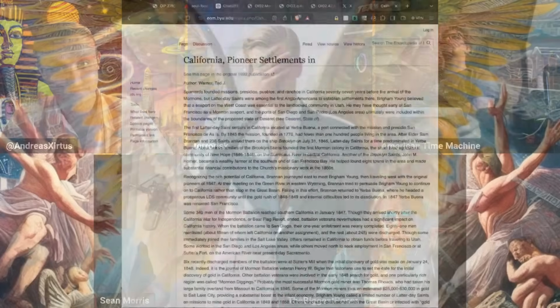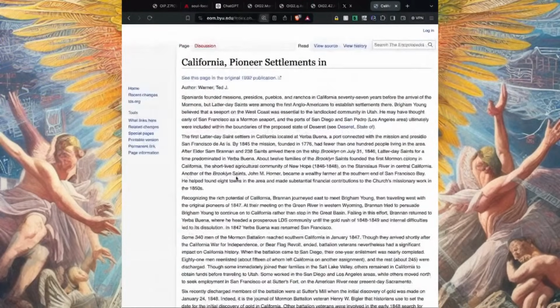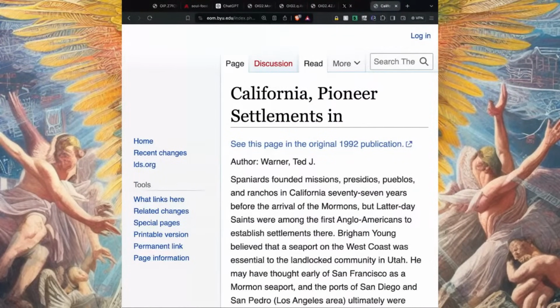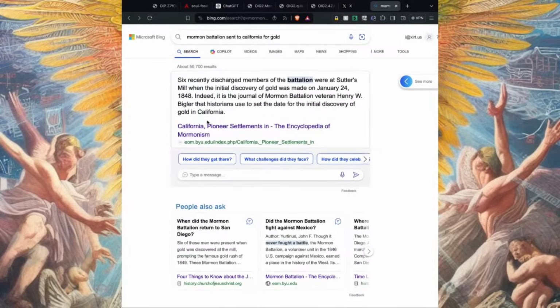Holy shit. But when it came to gold, you could go pan. The strange thing is there seemed to be a lot of gold coming out of the hillside, but that may have been because explosives were used to detonate the landscape, and there were ancient burials there, and so the gold ended up essentially as powder. Six recently discharged members of the Mormon battalion were at Sutter's Mill when the initial discovery of gold was made on January 24th, 1848.